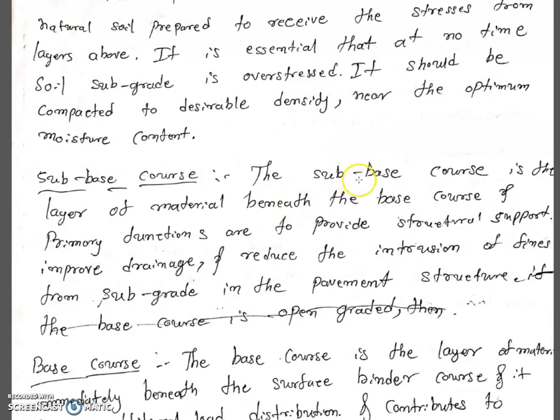Next is sub-base course. Sub-base course is above the subgrade and below the base course. Its primary function is to provide structural support to the base course and to improve the drainage property. I told you it should be an impervious layer, but ideally an impervious layer is not possible. Whatever water percolates to the base course should be drained by the sub-base course. So water should not percolate to the subgrade. If water percolates to the subgrade, it will fail.